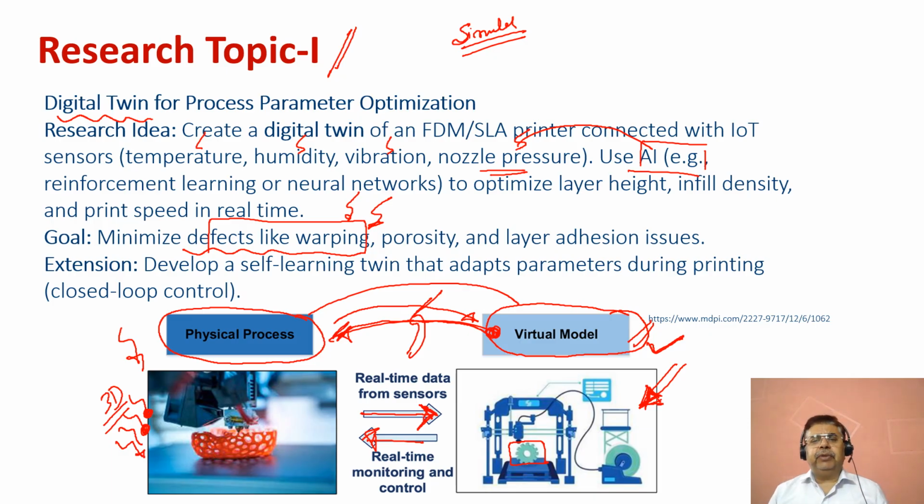Now this is a very simple example, and it is applied to FDM, but it can be applied to any 3D printing machine, mainly metals also, which are quite expensive, and it is worthwhile to see how metal 3D printed parts are produced without defects.